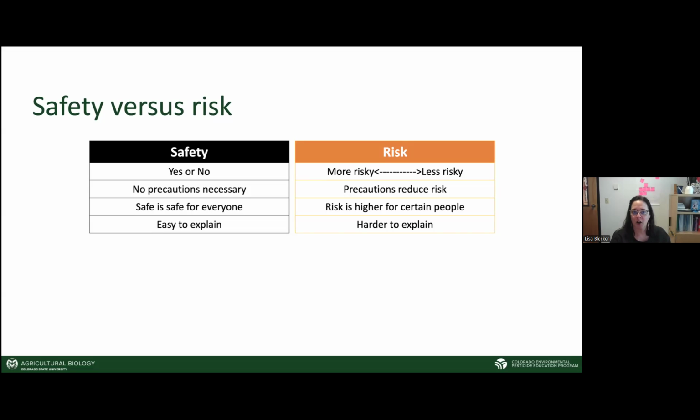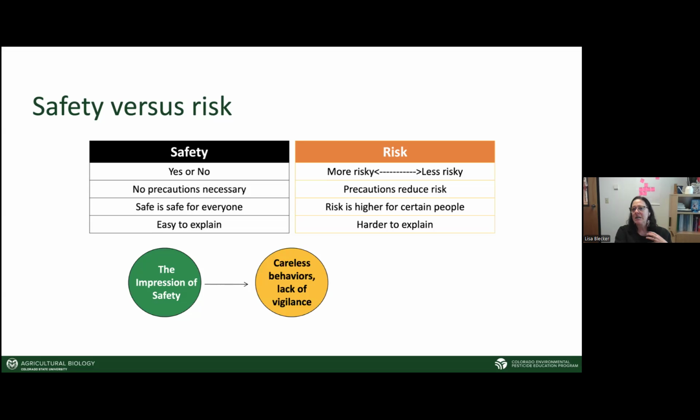Risk is a little bit harder to explain. But if you give the impression of safety, people tend to be careless and have a lack of vigilance, right? They may not store their pesticide correctly, and that in turn increases their risk. So I never tell people that pesticides are safe, because it depends on how it's used, what it is, where it's used, who's using it, and all of these things. So I like to talk in terms of risk.